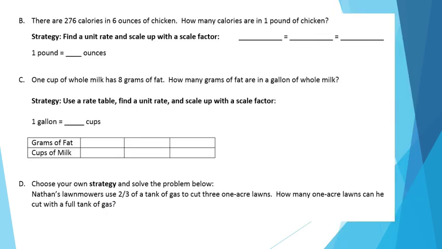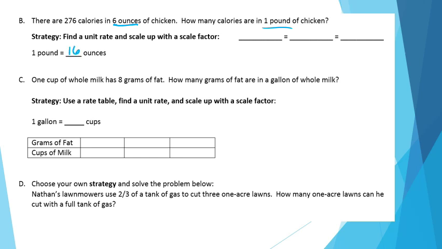In problem B, there are 276 calories in 6 ounces of chicken. So how many calories are in 1 pound of chicken? Well, I have to know a few different things here. I'm going to focus on this strategy called finding a unit rate and then scaling up with a scale factor. And you'll notice here I'm talking about ounces and pounds. So I need to make sure that I'm comparing the same thing. I'm going to choose to make my pound into ounces. And so if you look at that table at the top, you'll find that there's 16 ounces in 1 pound.